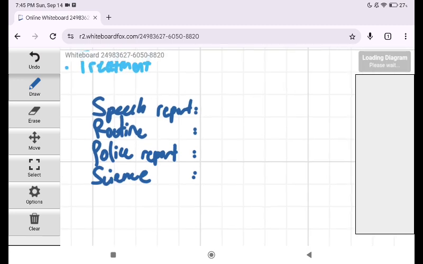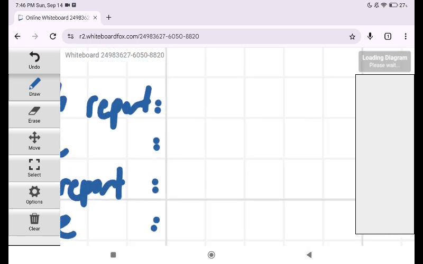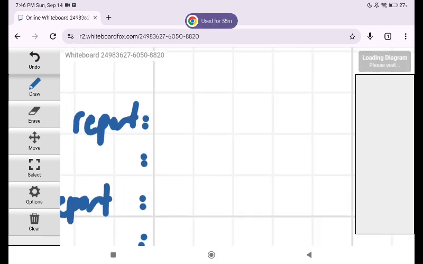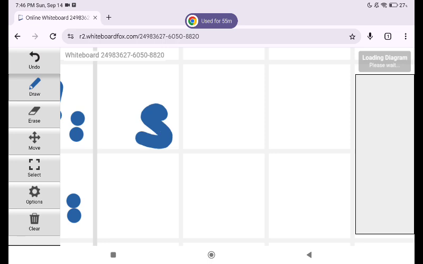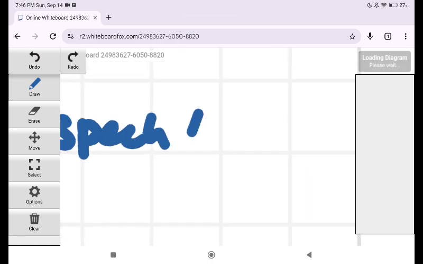So let's start off with the speech report. So the speech report is, well, obviously, a speech, announcement, or a statement by an official.